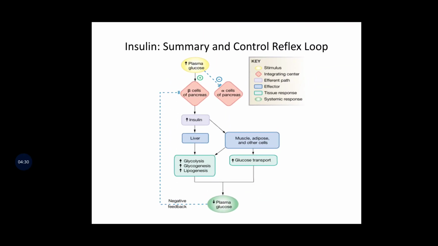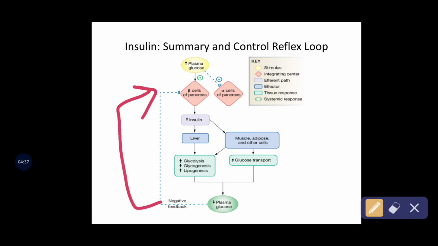Decreased plasma glucose also has a negative feedback loop, as you can see over here. It has a negative feedback loop on the beta cells of the pancreas. So whenever there is less and less plasma glucose, the insulin secretion is stopped.